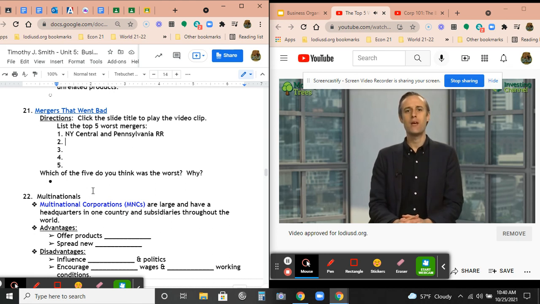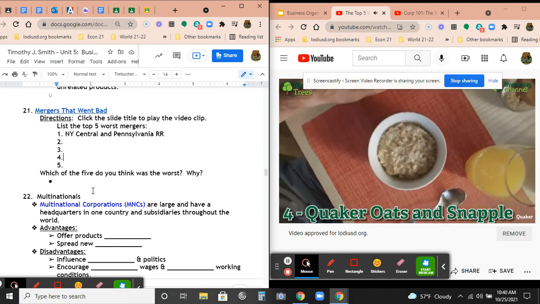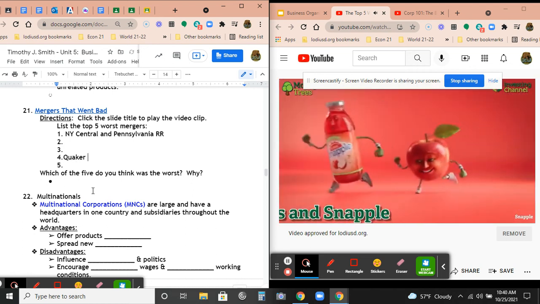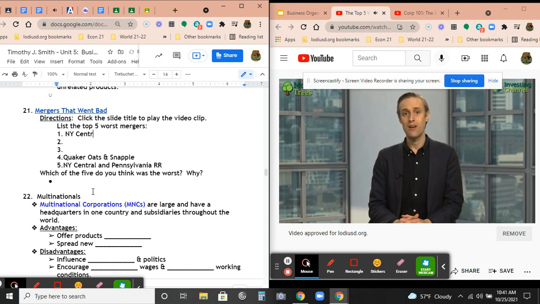Next up, at number 4, we have Quaker Oats and Snapple. From the outset, Wall Street warned that the ingredients were wrong for this merger. Analysts believed that when Quaker Oats bought Snapple for $1.7 billion, they overpaid by a whopping $1 billion. The deal that went through in 1994 was doomed from the start. Not only did Quaker Oats overpay, they bought a business that they had no idea how to run and were unable to bring specific value-added skill sets and expertise.